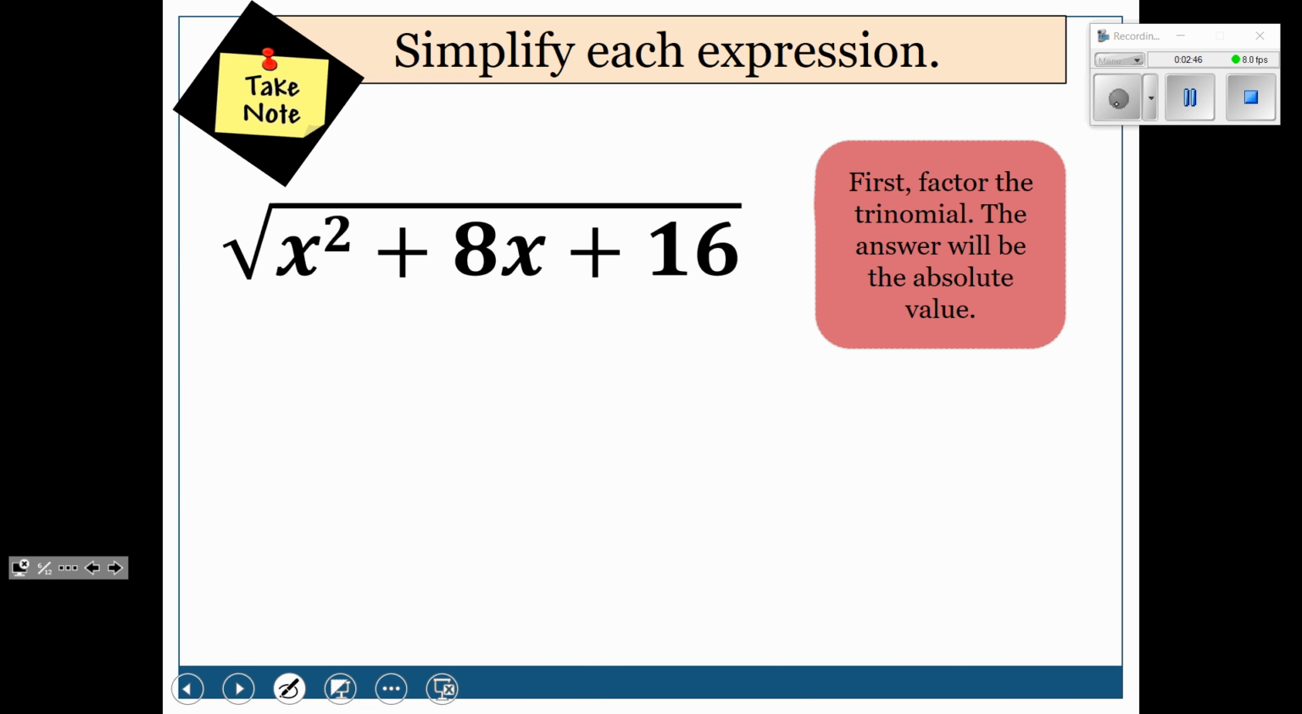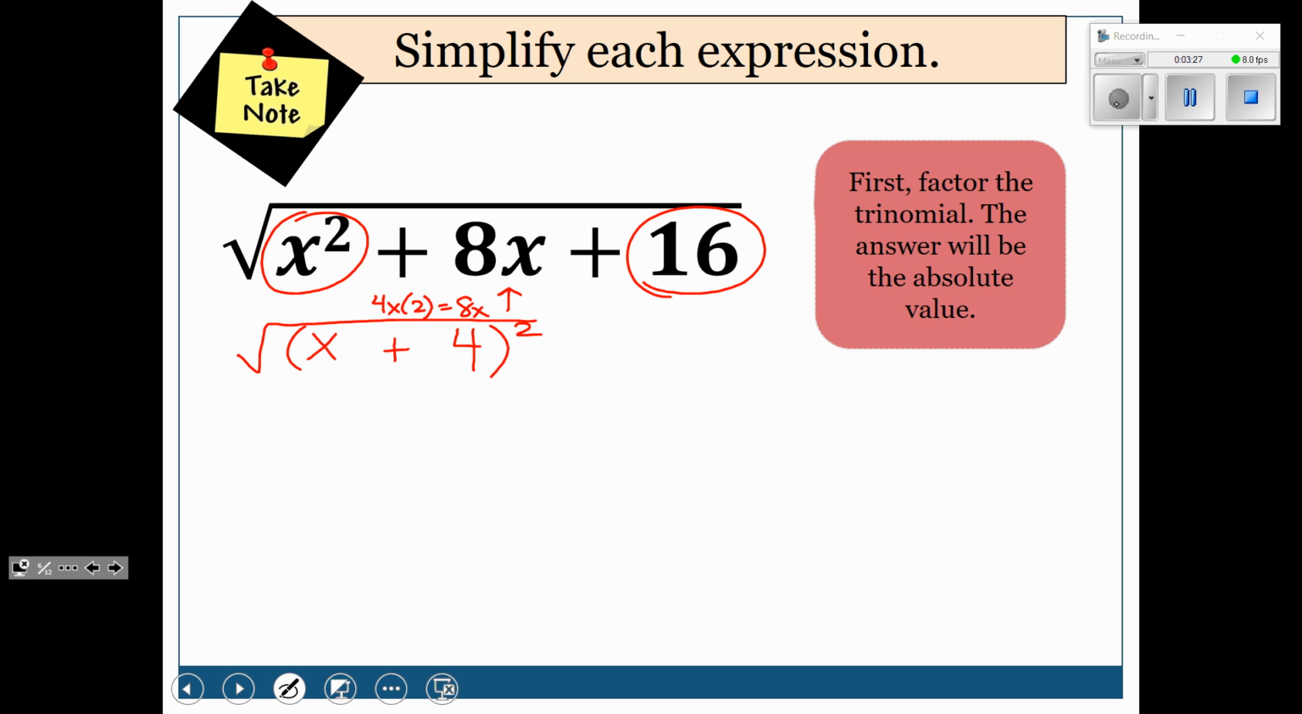In this, we have a trinomial. We're going to factor it first, and the answer is going to be the absolute value. Now, we can remember our perfect square trinomials. Remember, when we see something like this, we can look at the a term. Can we take the square root of x squared, which is x? Can we take the square root of the c term, which is 4? And we can check to see if it's a perfect square trinomial by multiplying 4 times x, which is 4x, and then doubling it. And if you get this middle term, we know it's a perfect square trinomial. So to factor it, it's just (x plus 4) squared.